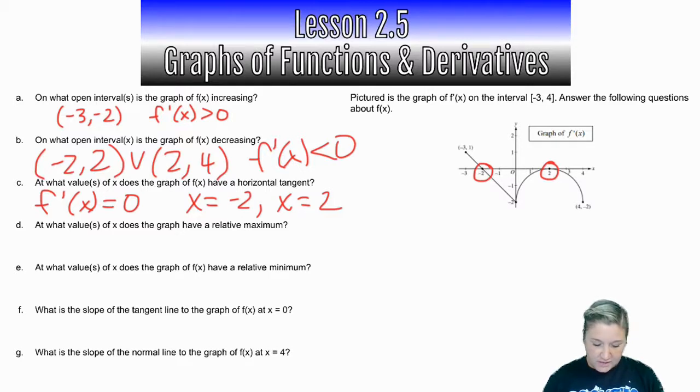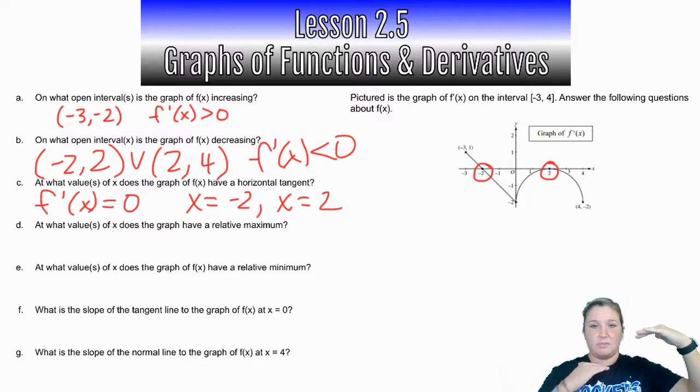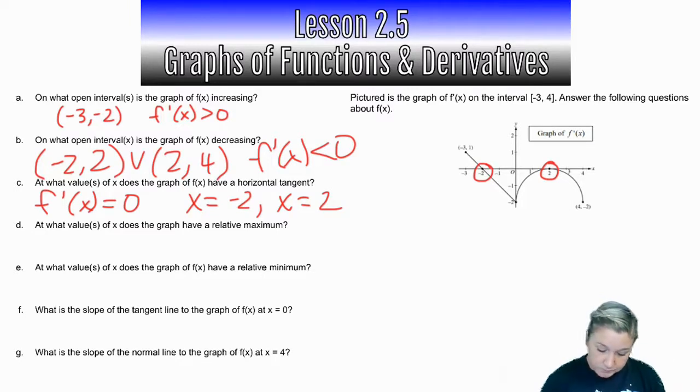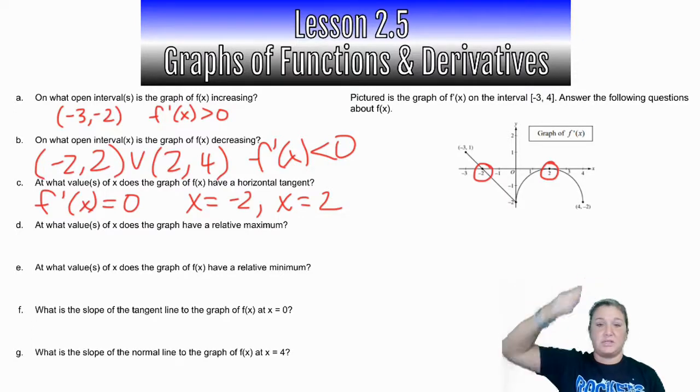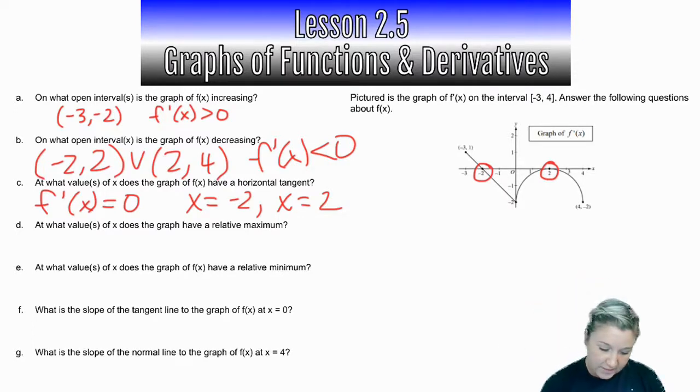At what values of x does the graph have a relative maximum? So a relative maximum means that you're going to be increasing. So that means I'm going to be above the x-axis, and then I'm going to start being below the x-axis. So a relative maximum means I'm going to go from increasing to decreasing. So where does that happen on our graph here?